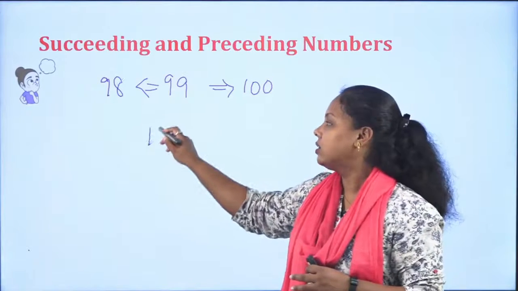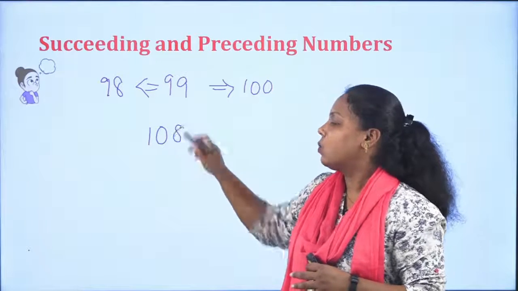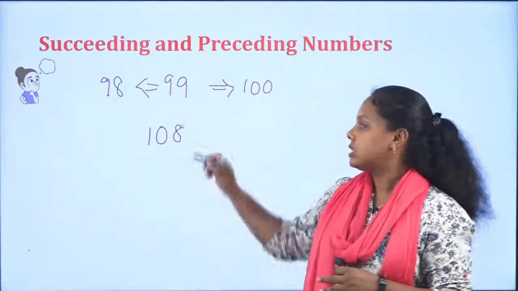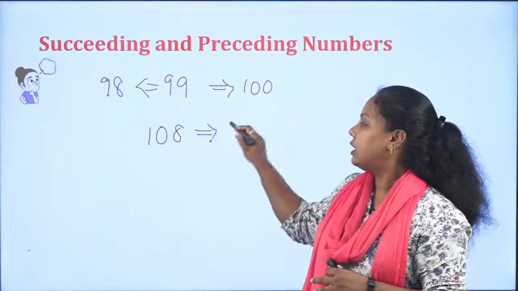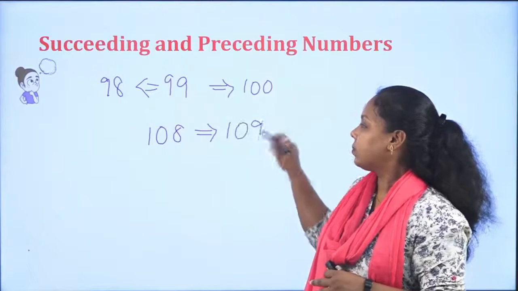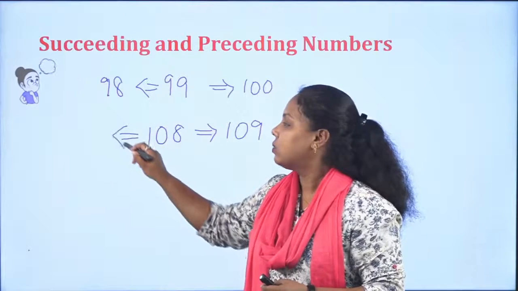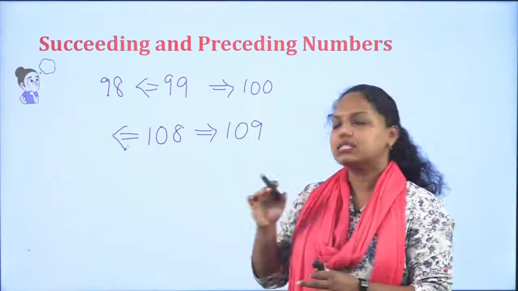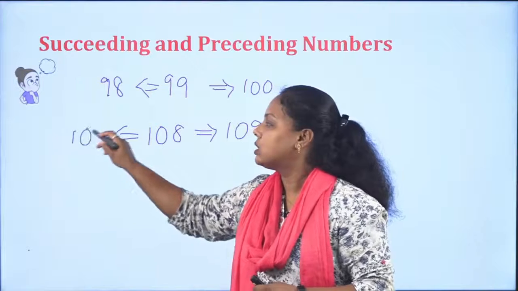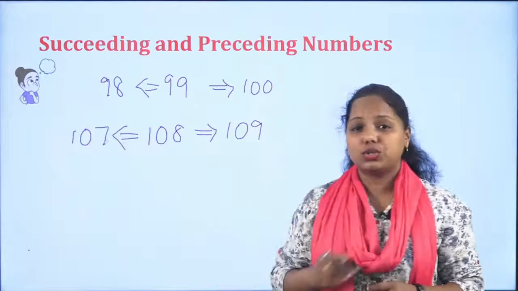In the same way, you have to play with the 3-digit number because the entire chapter is about 3-digit number. So, 108. What is the succeeding number? Succeeding number is 109. So, preceding number is, what is before 8? It is 7. 107. You might get many questions on this.